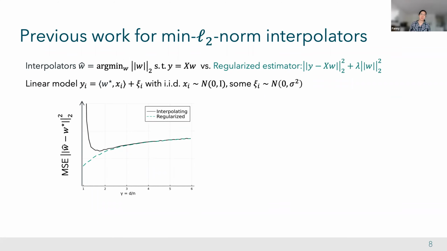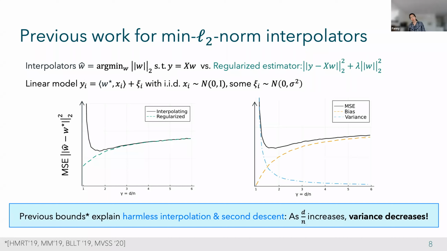Okay, what is actually the model? As I already mentioned, we have noisy observations of a linear ground truth, W star, a scalar product with the covariates, and with Gaussian noise. So here the Gaussians are isotropic. And so what people have basically proven with their bounds is that the variance is actually decreasing as we increase D over N.